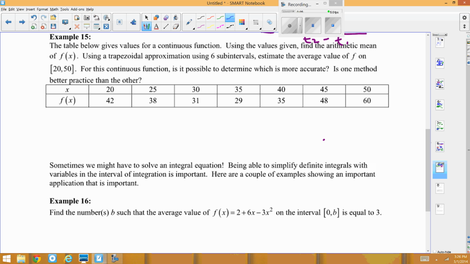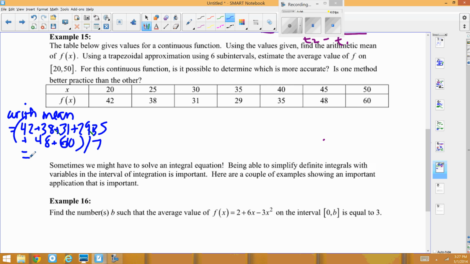Find the arithmetic mean of f of x. All right, well, the arithmetic mean, that's pretty easy. Of course, you remember that. You just add up all the values. 42 plus 38 and divide by the number that you have. 31, 29, 35, plus 48, plus 60, and I think all divided by 7, if I counted right. And I believe you should get 40.428. All right, that's the easy part.